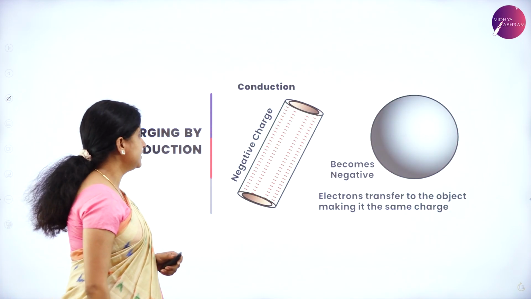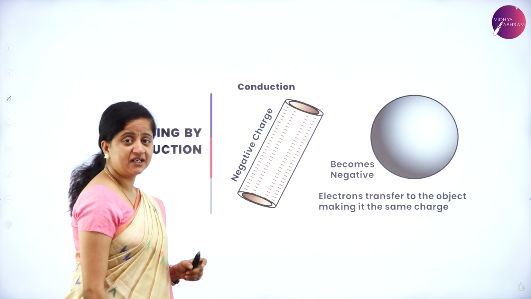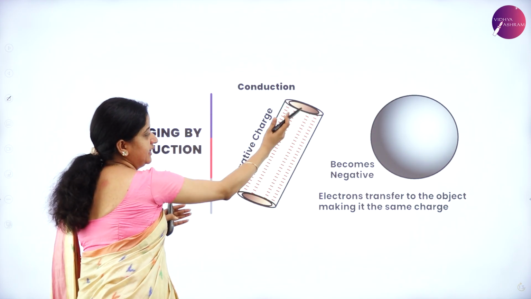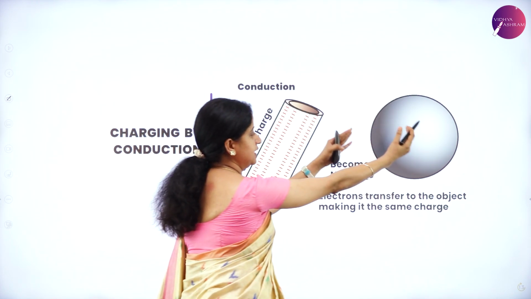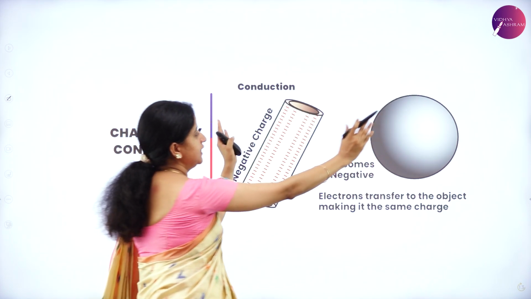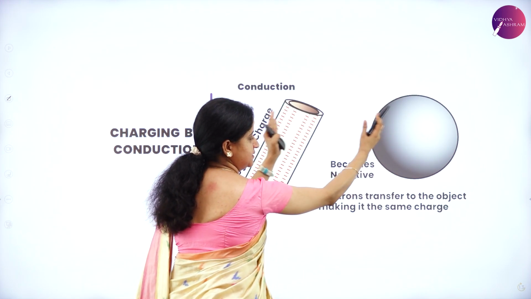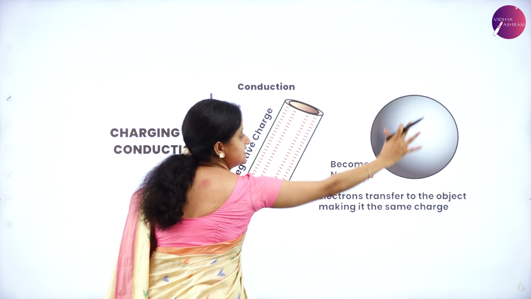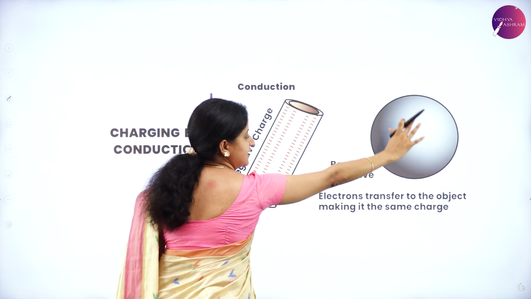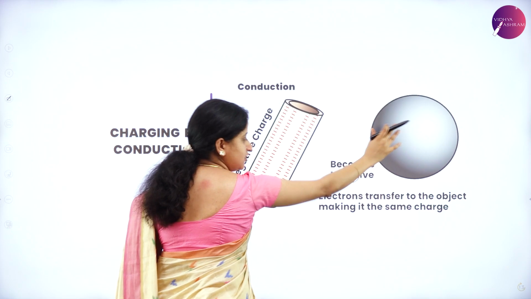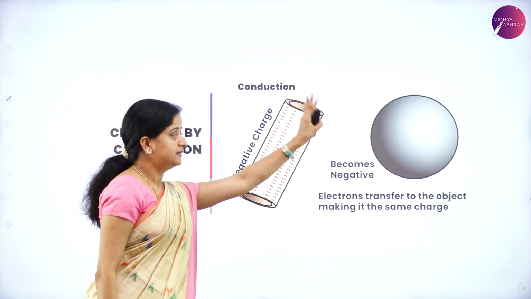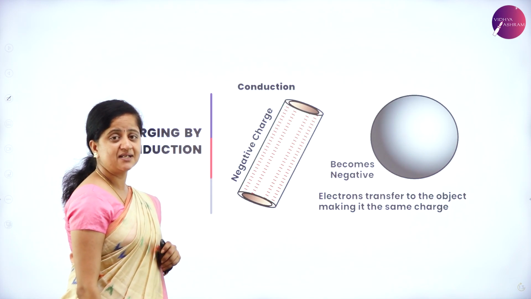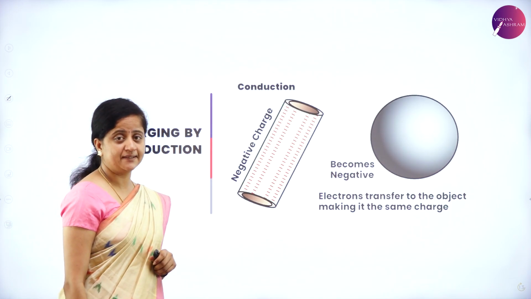So let's move on to the next thing, that is charging by conduction. Look at this picture carefully. I have one material which has negative charges on it, and another sphere where there is no charge. When I bring these two substances in contact, the charges will transfer to the uncharged body. The electrons transfer to this object, and it makes this object also negatively charged. This method is called charging by conduction.